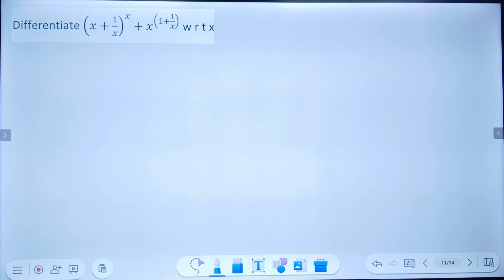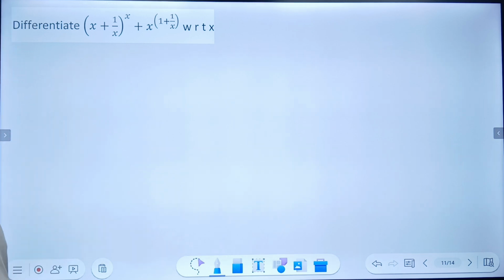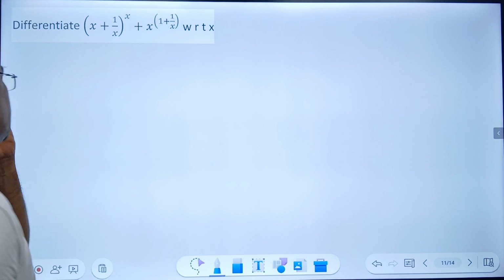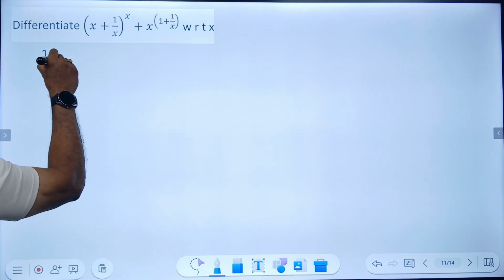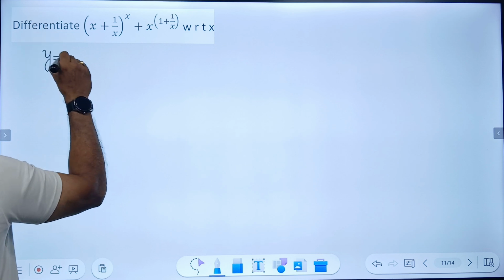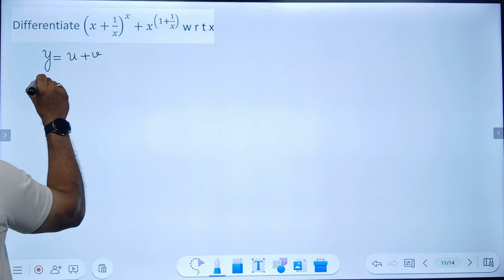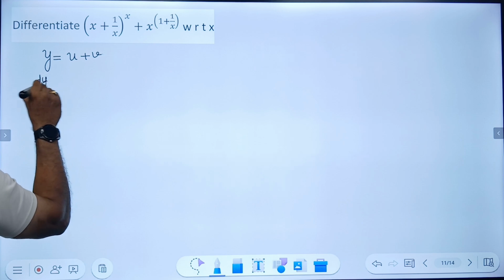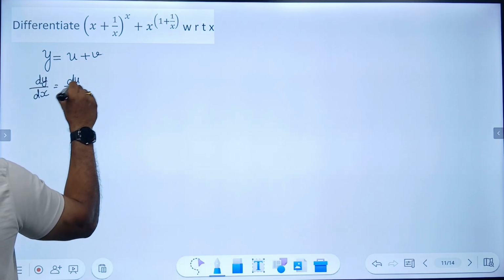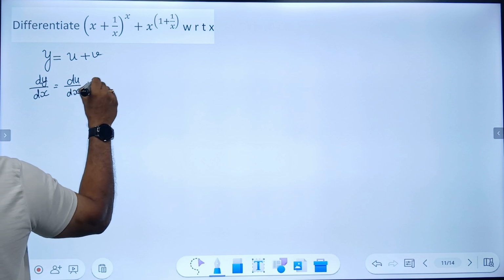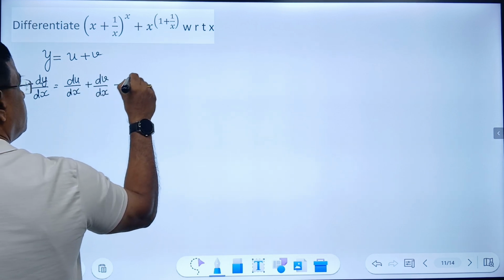x plus 1 by x power x plus x power 1 plus 1 by x. It's almost like the previous problem with the small changes here and there. Now how do I do it? Once again, can I take log on both sides? Definitely no, because there is a plus sign. So I will take this as u plus v. Now what is dy by dx? Dy by dx will be du by dx plus dv by dx. Call this as 1. Right?